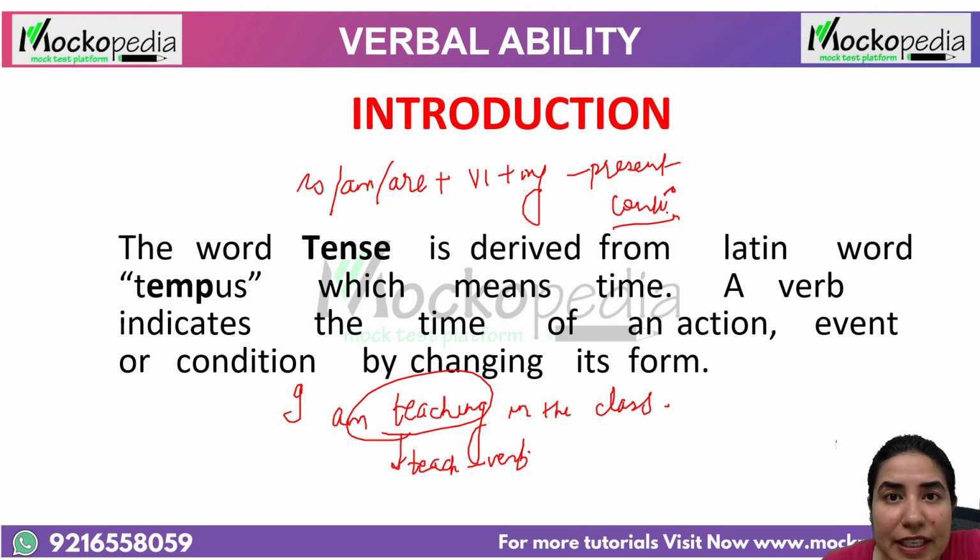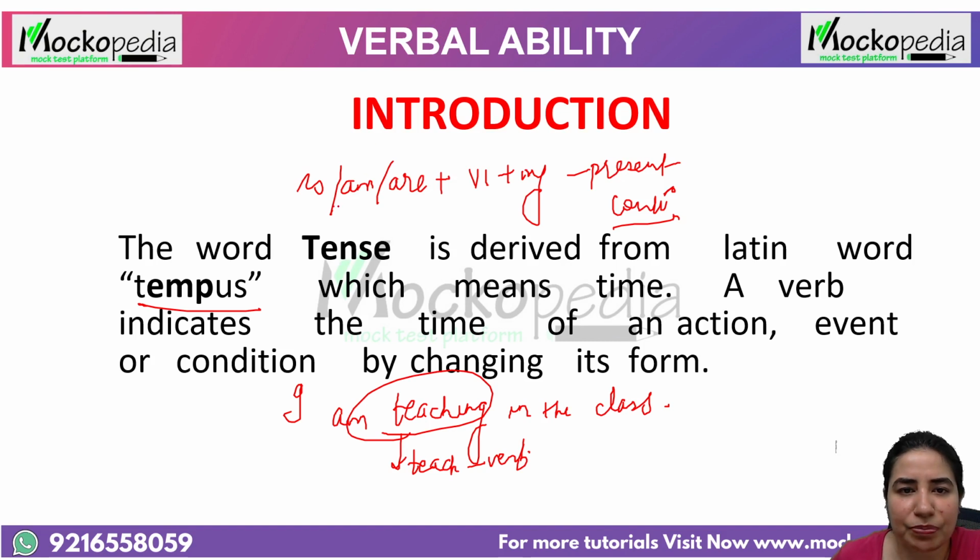Now in each and every sentence, you need to tell the time of action. That is the reason we bring the aspect of tense into consideration. Now tense is derived from the Latin word tempus, which, like I previously indicated, refers to time. So a verb indicates the time of an action, event, or condition by changing its form, right? So keep on varying, depending on the time usage that you would want to exhibit in the sentence, right? So the action that is happening is teaching. Teach is the verb, but with the help of is, am, are plus verb first form plus ing, it's simple.